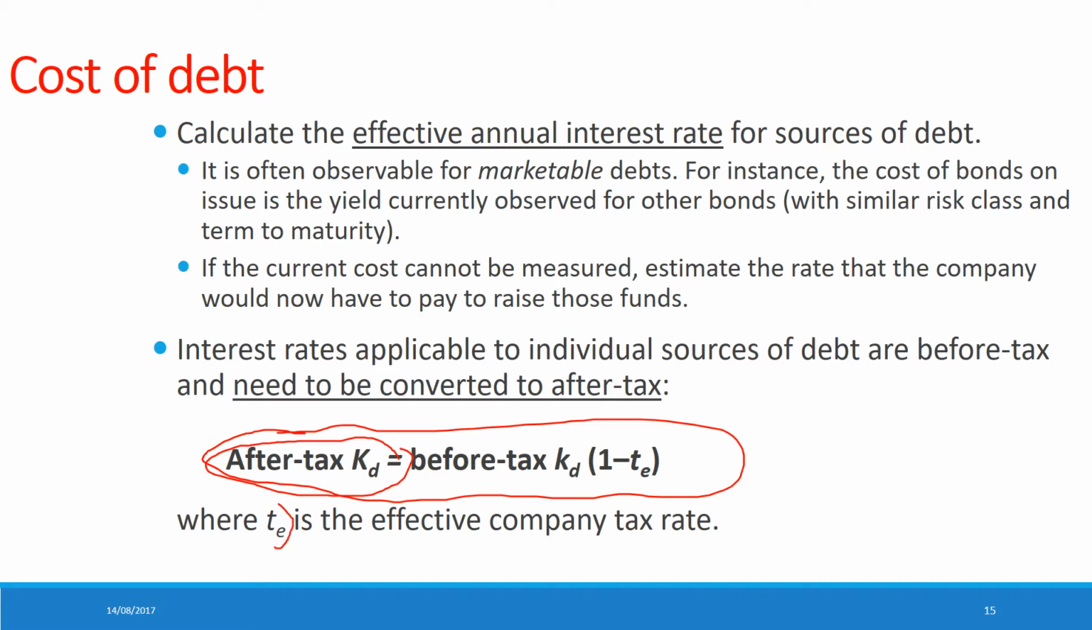Also notice that the tax rate that we use in the calculation of the after-tax cost of debt is the effective company tax rate. This rate takes into account all the different tax credits that the firm has. For example, under the imputation tax system, we have the franking credit. Companies also have investment tax credits, meaning that if they make certain types of investments, they will be entitled to tax credits on these investments.